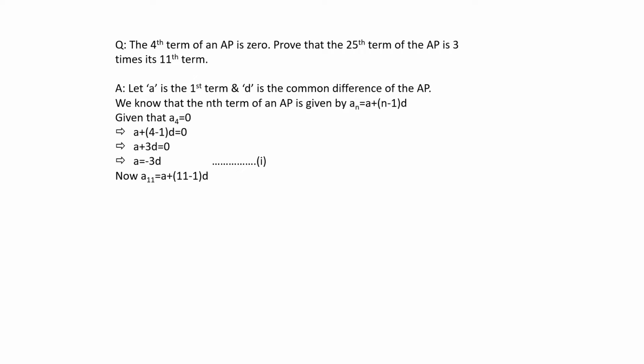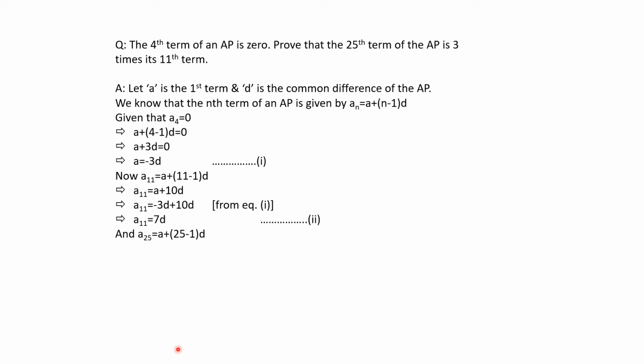Now a11 is a plus 11 minus 1 whole into d, or it is a plus 10d, or it is minus 3d plus 10d, which is equals to 7d, because a is minus 3d, which is obtained from the equation 1. So now we got a11 equals to 7d. Let this be the second equation.